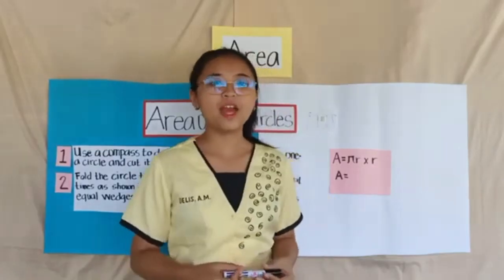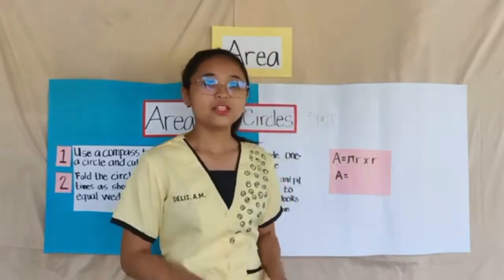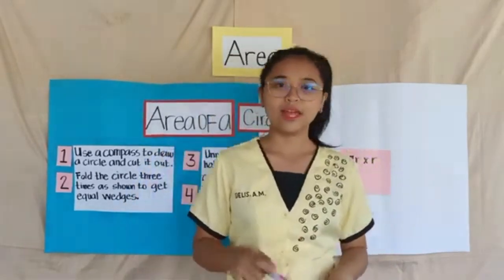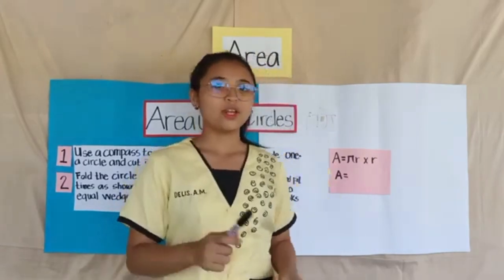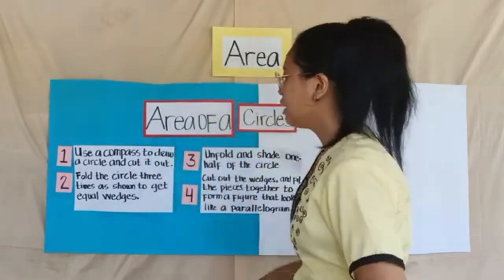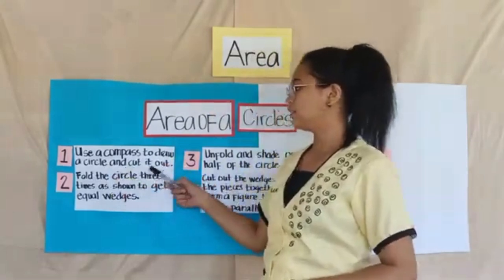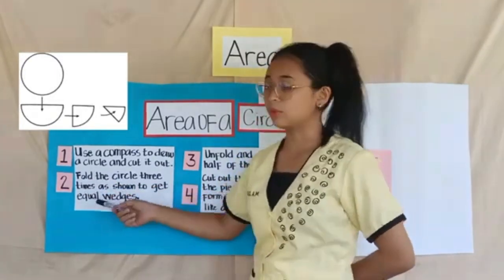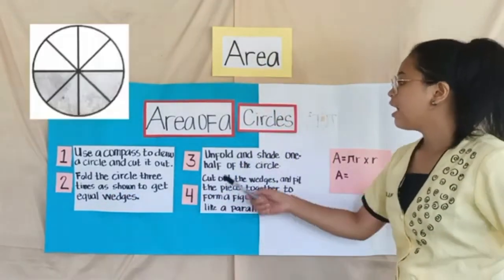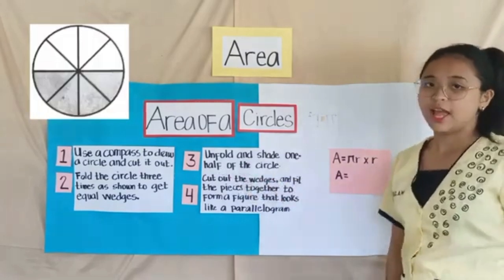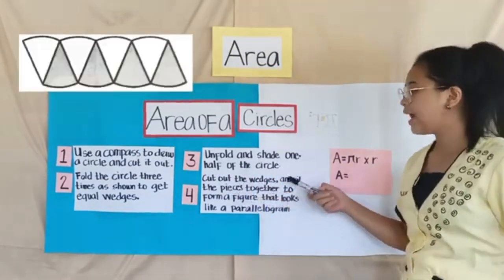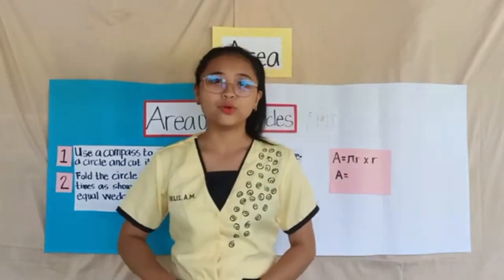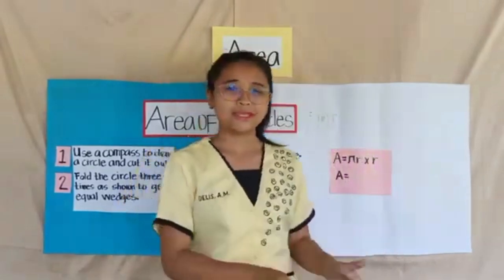We will now find the area of a circle using a parallelogram. So how does the formula of a circle, which is pi r squared, relate with the area of a parallelogram and rectangle, which is base times height? Now, it's for us to find out. The first step is to use a compass to draw a circle and cut it out. The second step is to fold the circle 3 times as shown to get equal wedges. The third step is to unfold and shade 1/2 of the circle. And the last step is to cut out the wedges and fit the pieces together to form a figure that looks like a parallelogram. So we all know that the area of a parallelogram is base times height.